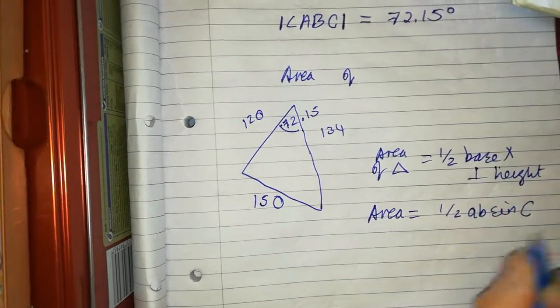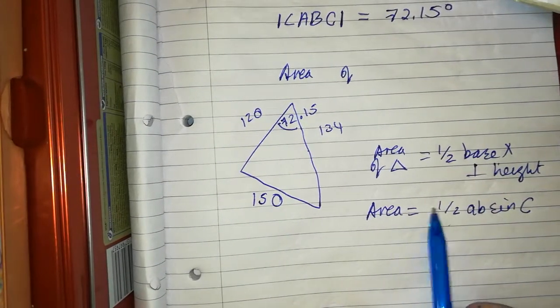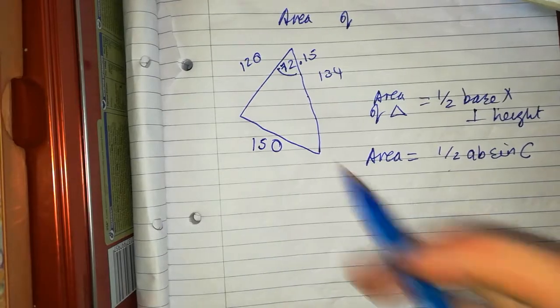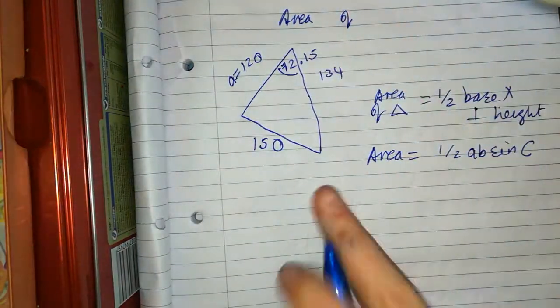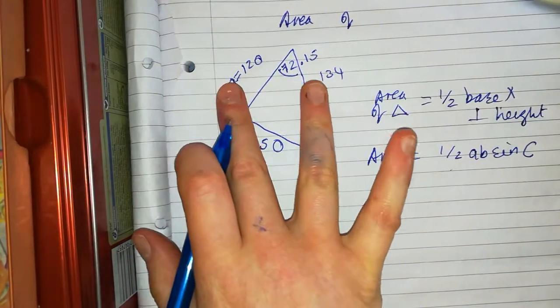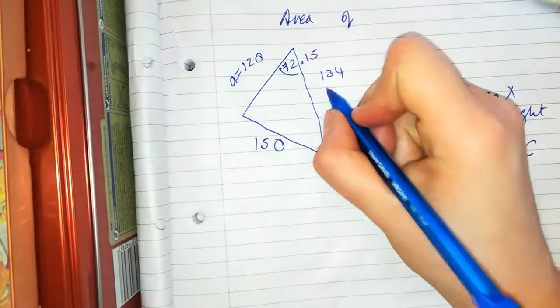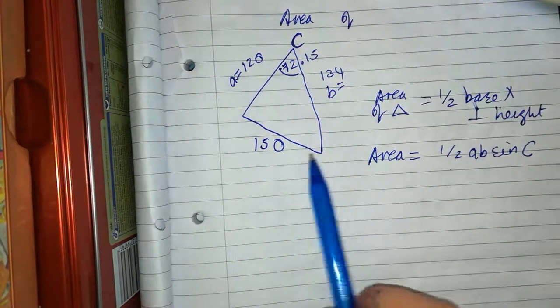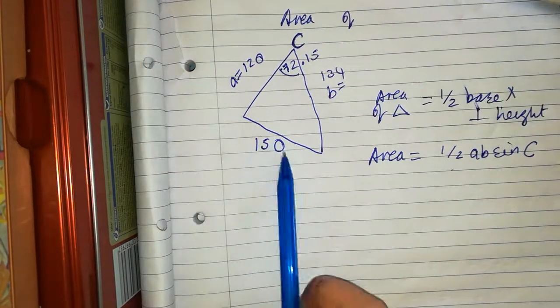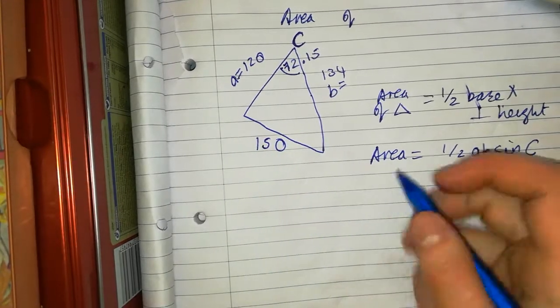So we don't know the perpendicular height, but we do know the lengths of the sides. So if we took this side as side A, whatever side, two sides and the angle in between, and let's call this side B, and let's call this angle C. So it's two sides and the angle in between. So that's what we use for our area.